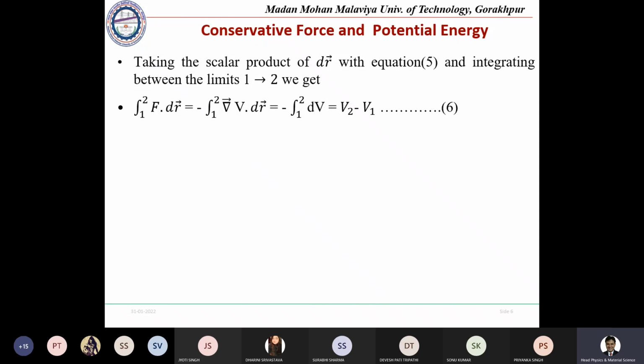dV अगर आप इसको देखेंगे, ये dV कैसे आया? कोई बताएगा इसमें से, आप लोगों में से? How we are getting the minus times integral 1 to 2 dV in place of integral minus integral 1 to 2 del V dot dr? कोई बताएगा? dr वेक्टर को, so because gradient.